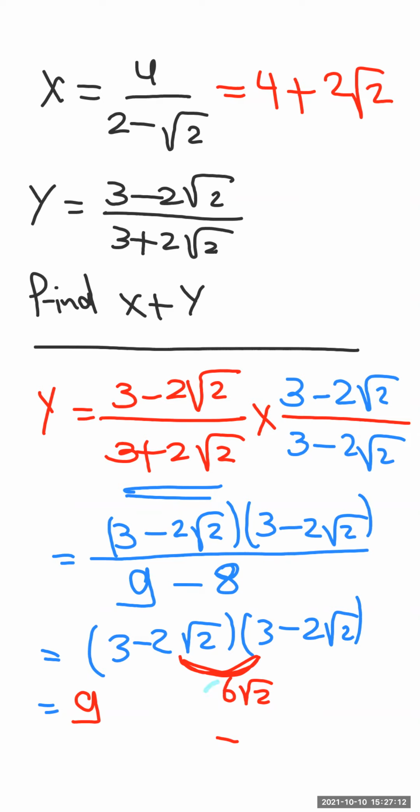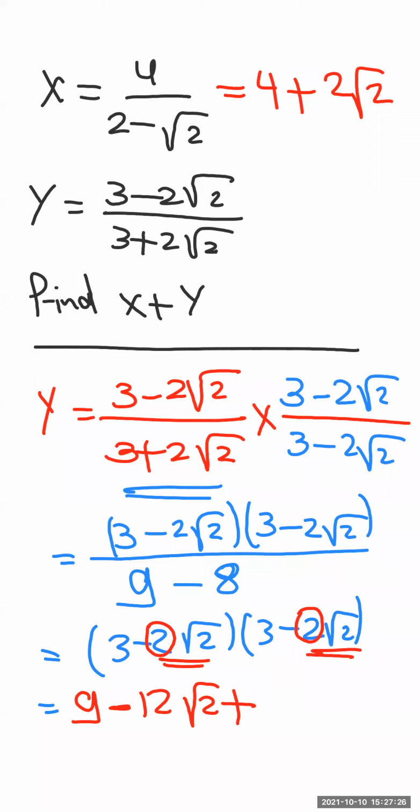So now negative 12 square root of 2. Then the second term times the second term, two negative terms means plus. So 2 times 2 here equal 4. And the square root of 2 times the square root of 2 means 2. So 4 times 2 equal 8.